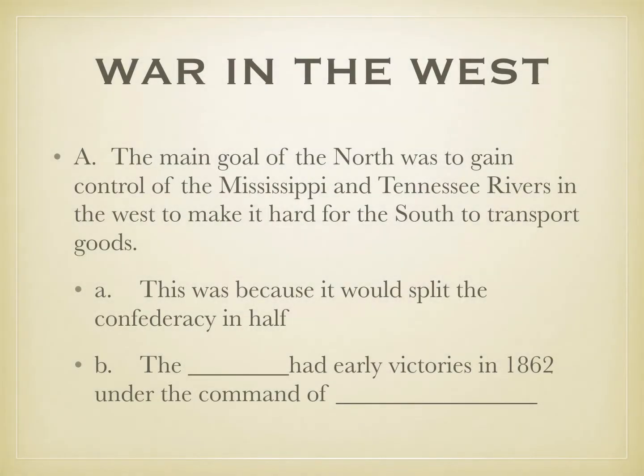To go over it again, the main goal of the North was to gain control of the Mississippi and Tennessee rivers in the West to make it hard for the South to transport goods, specifically cotton. If they were to do that, they would be able to split the Confederacy in half. This is important because it cuts supply lines and makes it difficult to transport troops. So the North is going to have early victories in 1862 under the command of Ulysses S. Grant. So Grant is definitely the man in the West.